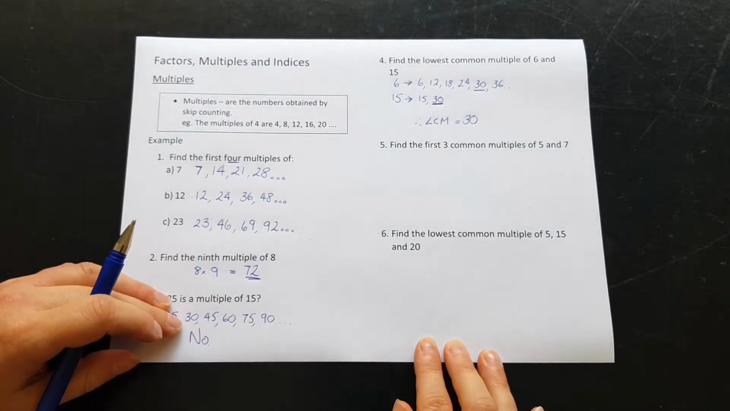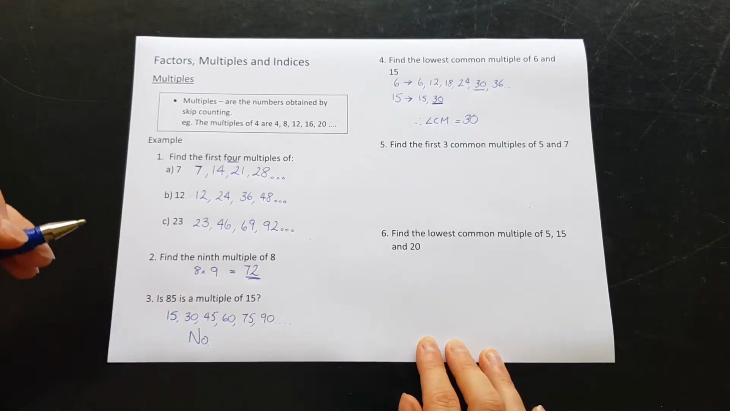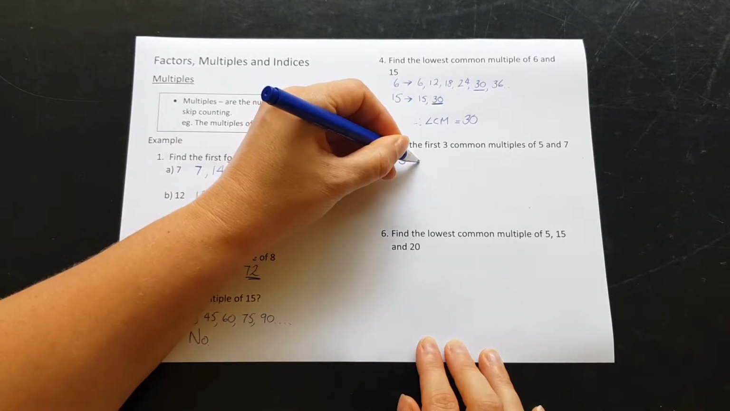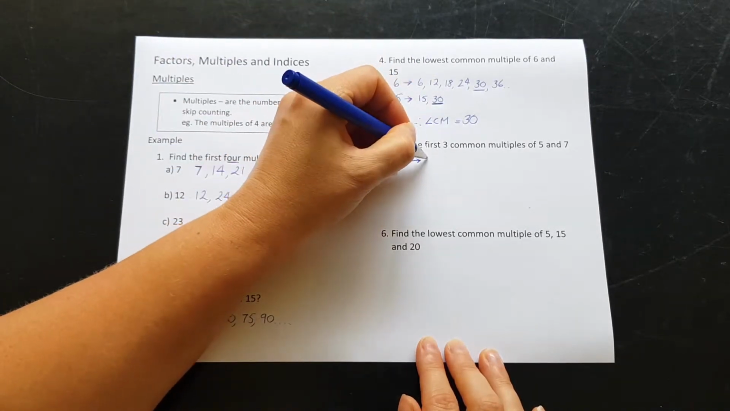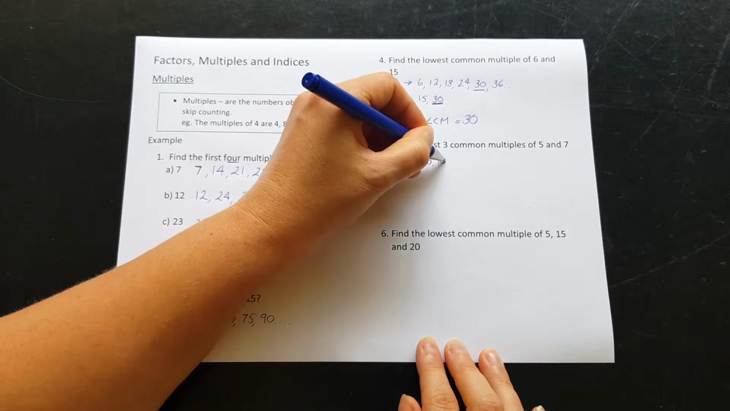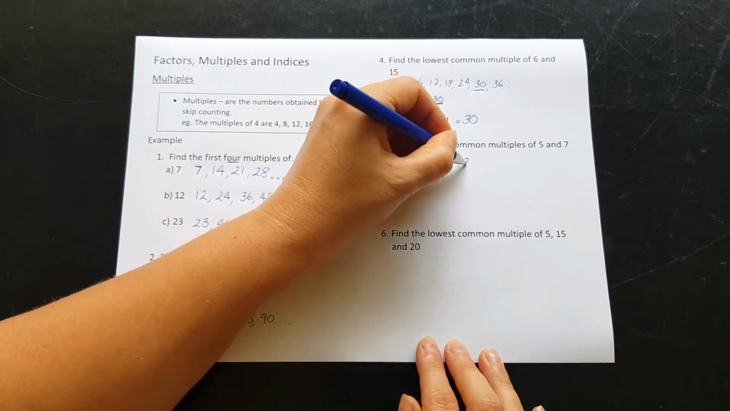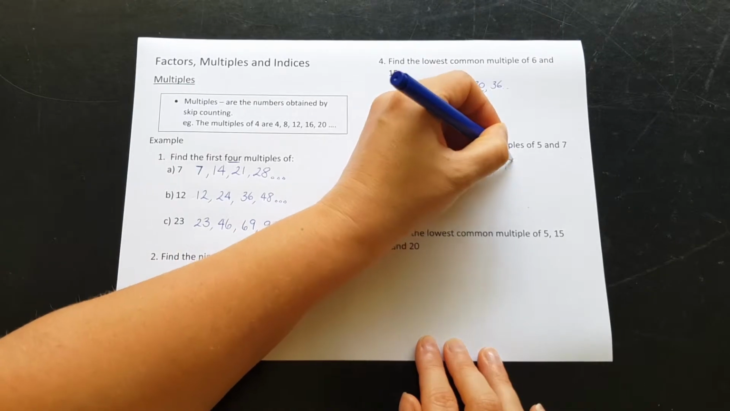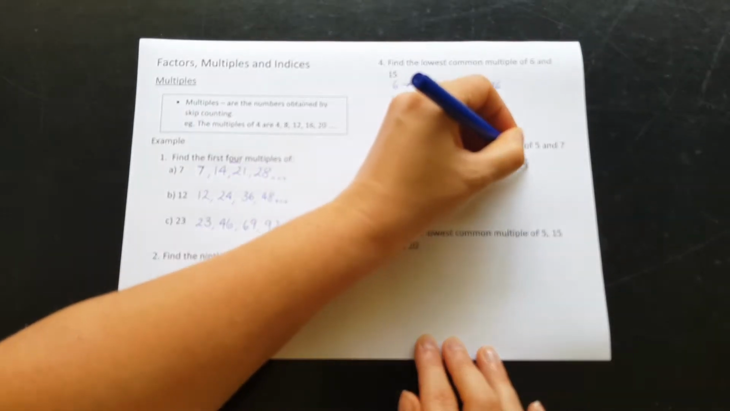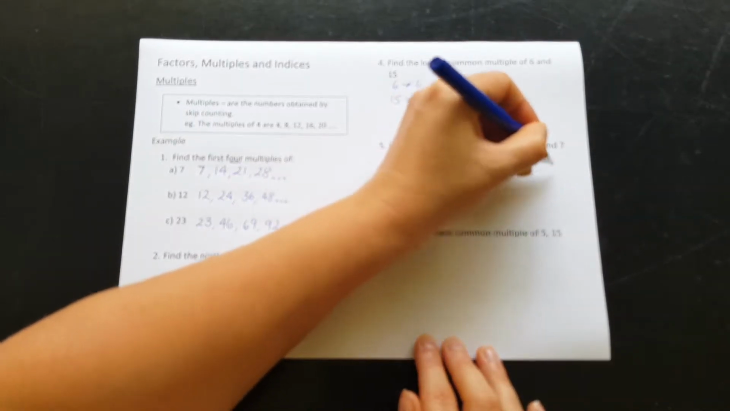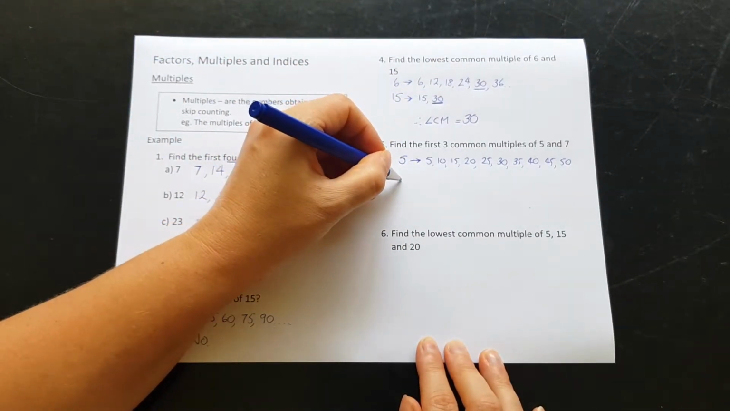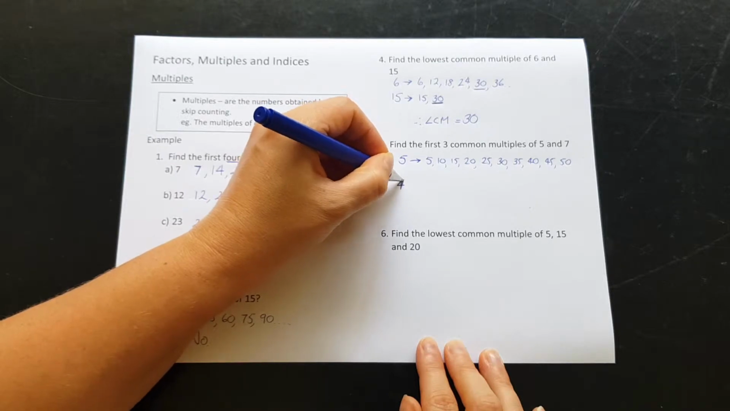Question 5, find the first 3 common multiples of 5 and 7. So we'll start the same way. We'll write all the multiples, or quite a few of the multiples of 5. So 5, 10, 15, 20, 25, 30, 35, 40, 45, 50. Do you think that's enough? Well, let's do some 7. Oops, 7.